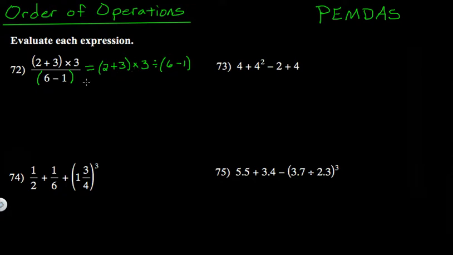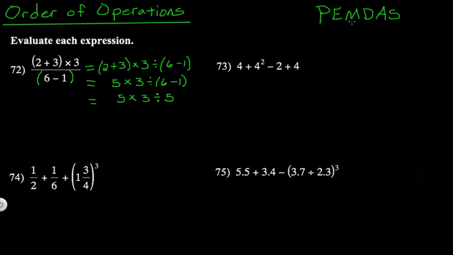The first step is to evaluate within the parentheses. So we can say 2 plus 3, that's 5. So this becomes 5 times 3 divided by 6 minus 1. And I like to take mine step by step. So then I'll save this second set of parentheses for the next step. 6 minus 1 is 5. So this is 5 times 3 divided by 5. Okay, then I have no exponents in this problem.